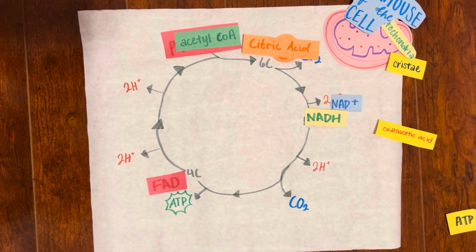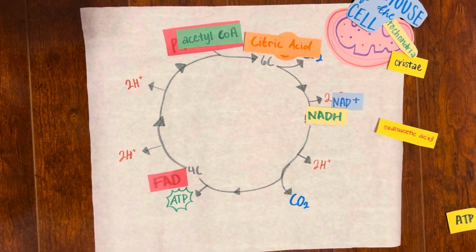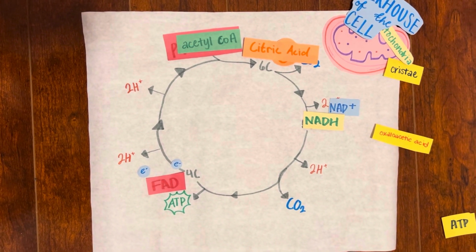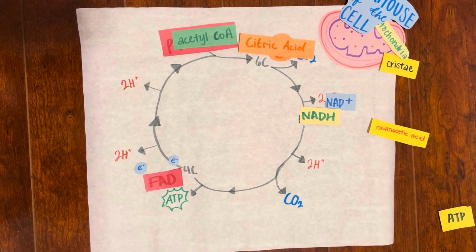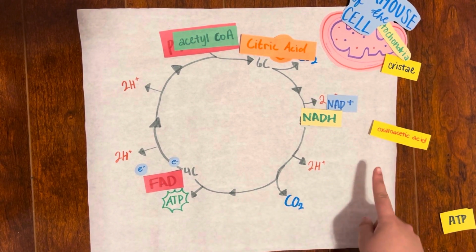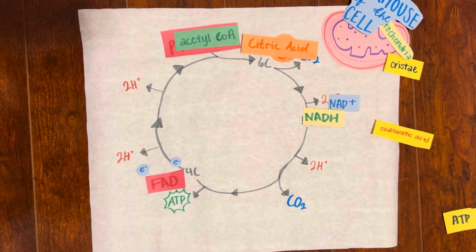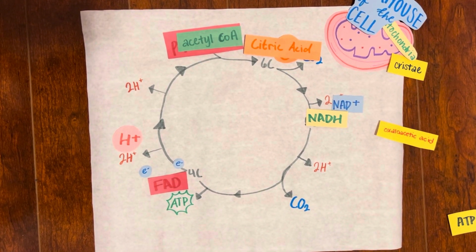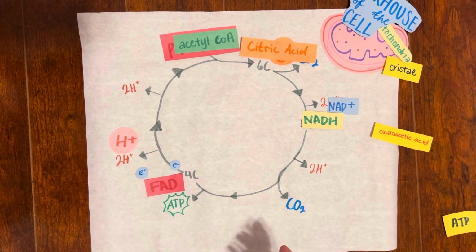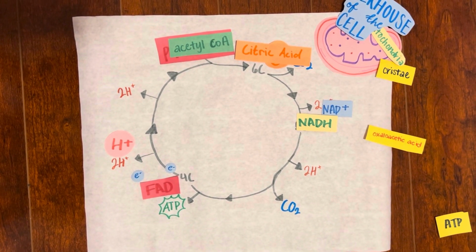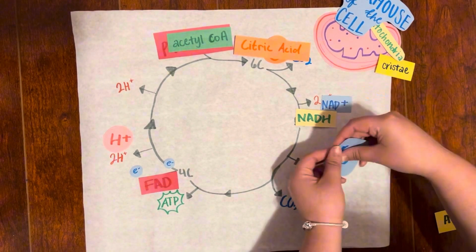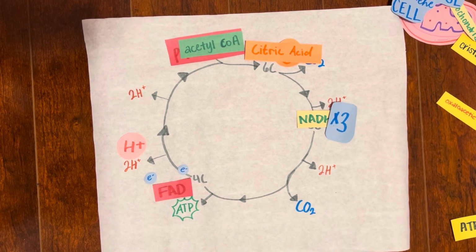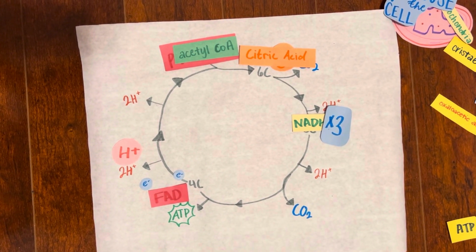NAD plus and FAD are enzymes that hold on to high energy electrons and keep the energy until it's later released in the electron transport chain. FAD and NAD plus then pick up hydrogens and energized electrons from each pyruvate, which creates a charge. Each pyruvate yields 3 NADHs and 1 FADH2, and this is per cycle.